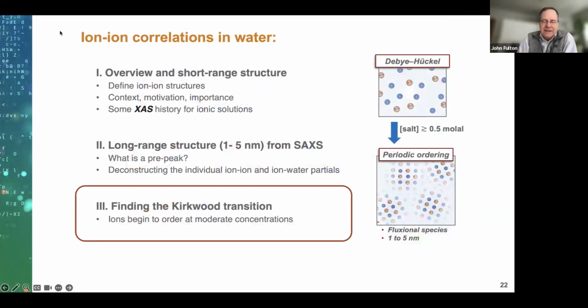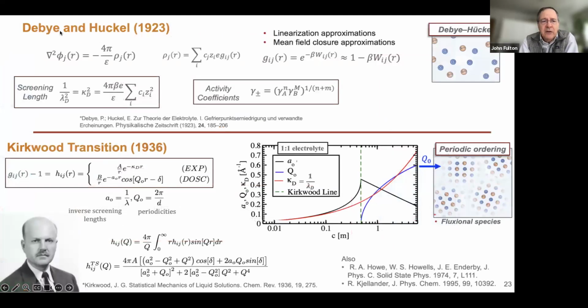So the last section of the talk involves locating the Kirkwood transition. There's a theory that suggests that at moderate salt concentration, very roughly about 0.5 molal, there's a transition from a Debye-Huckel-like distribution into these periodically ordered nanodomains.